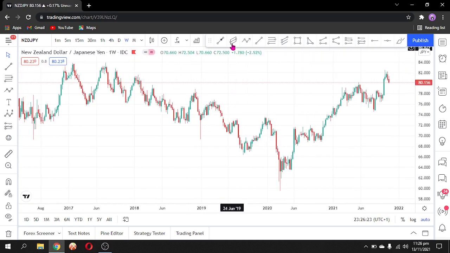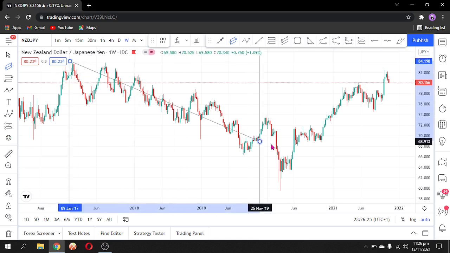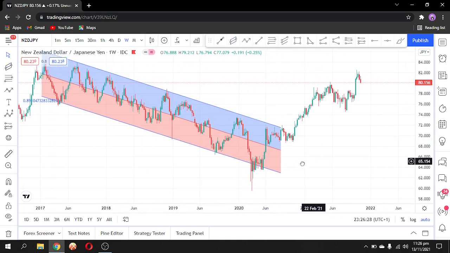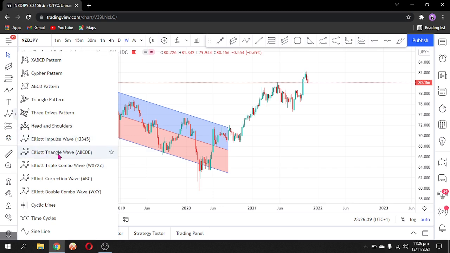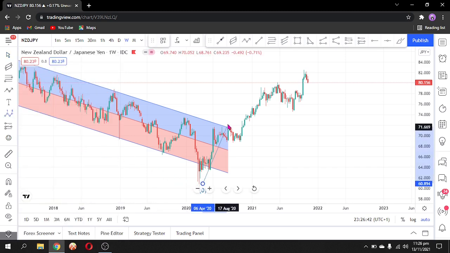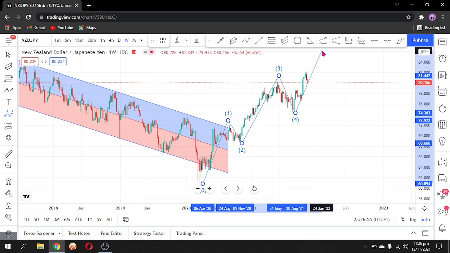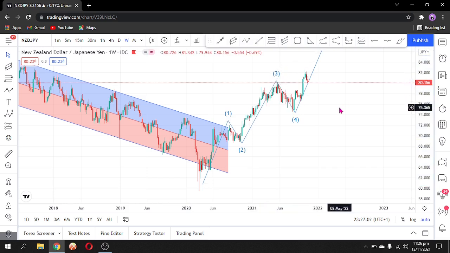Now on the weekly time frame we have a bearish channel, and if we check our chart we have the 5-wave pattern. We have the first impulsive push up, the first pullback, the second impulsive push up, then the second pullback, and then we have the last impulsive push up playing out.